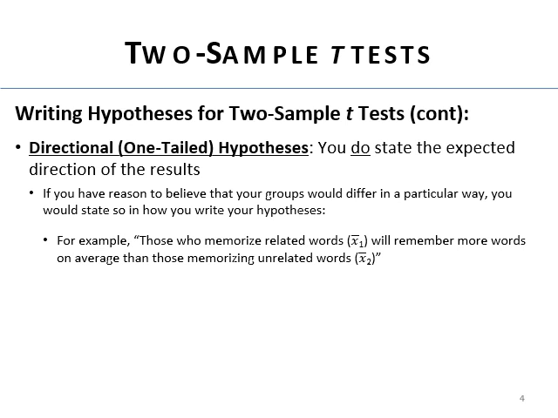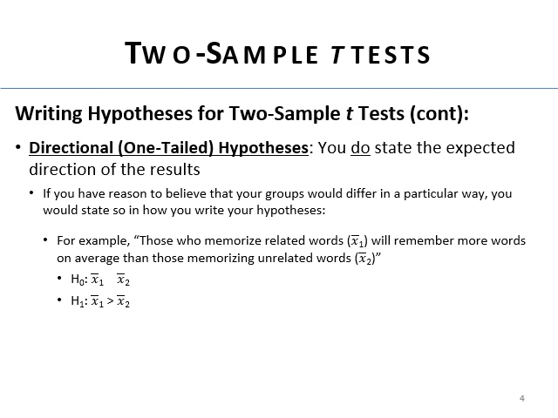So 2 different ways. Start with this one. For example, let's say you hypothesize that those who memorize related words, which is x bar 1, will remember more words on average than those memorizing unrelated words, which is probably true, right? You can remember a group of colors more than just random words. But anyway, this is just a didactic exercise. Starting with your alternative, you think that the mean number of words remembered by x bar 1 is going to be bigger than x bar 2, right? So, not so shockingly, greater than.